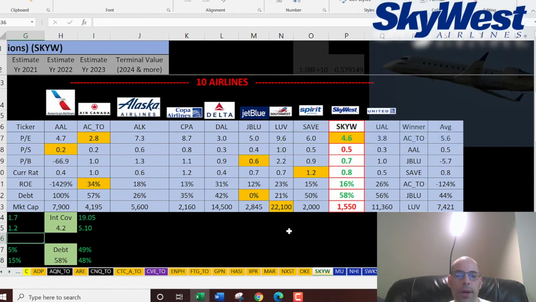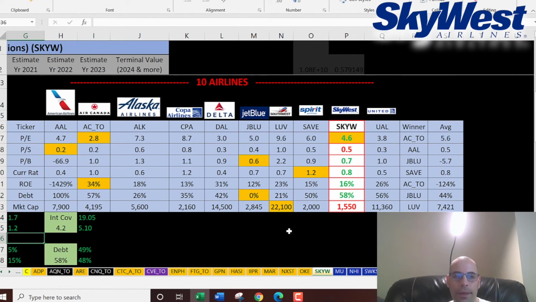The best way to look at ratios is to compare them to companies in same industry. So I've done 10 airlines now on this channel. American, Air Canada, Alaska, Copa, Delta, JetBlue, Southwest, Spirit, SkyWest, and United. So if the number is in green, they are better than the average in that particular ratio. If they're in red, they're worse than the average. And if a number is in orange, like in Air Canada's 2.8 price to earnings, that means they're the best in that category. So SkyWest is better than the average.